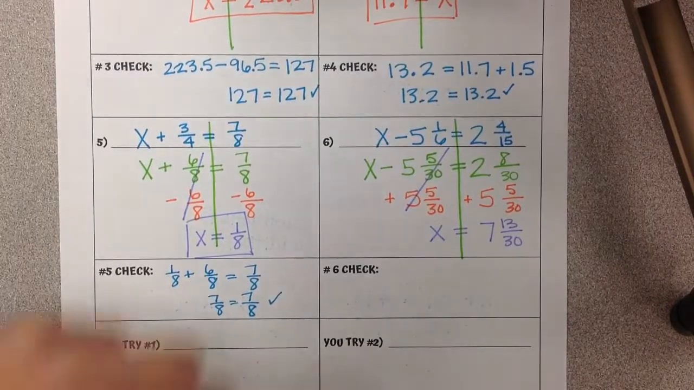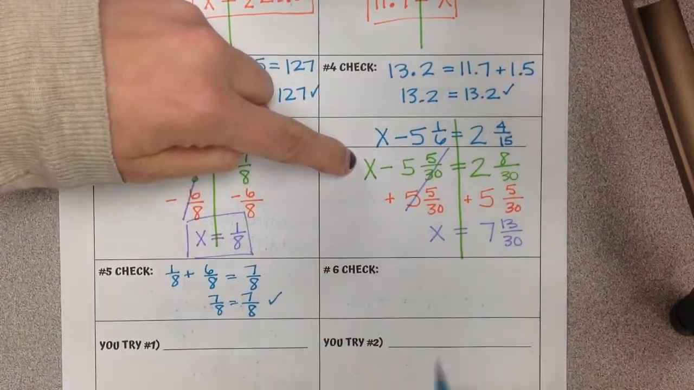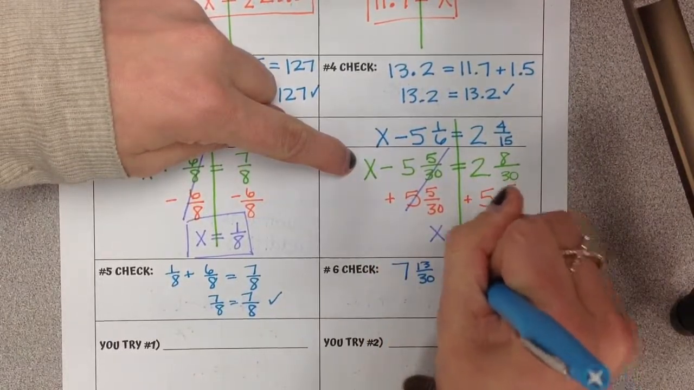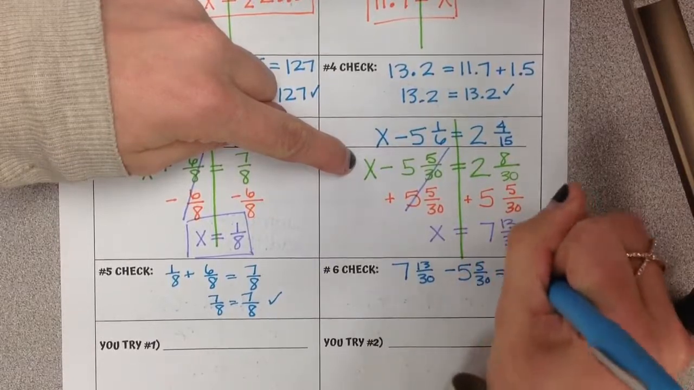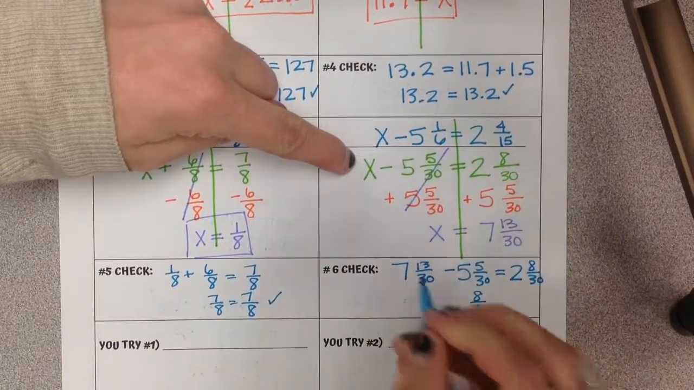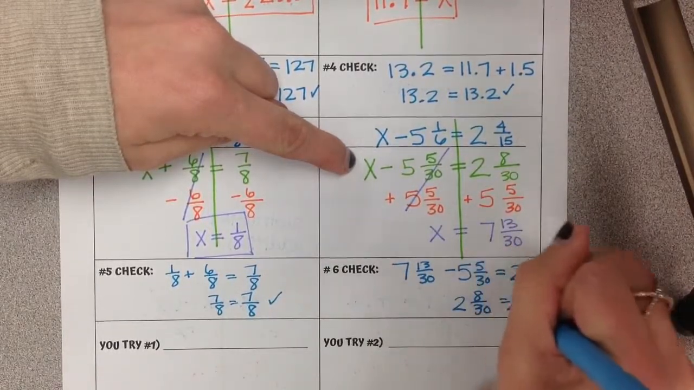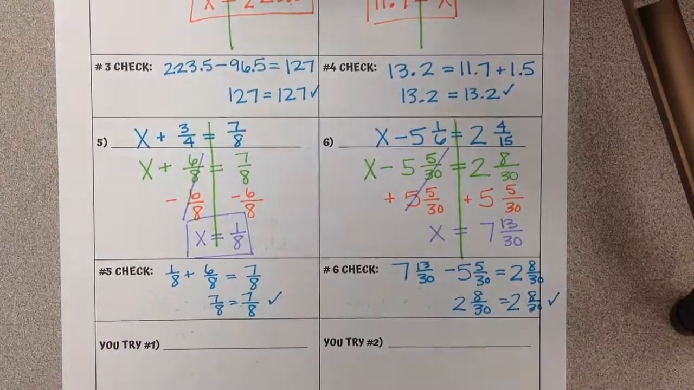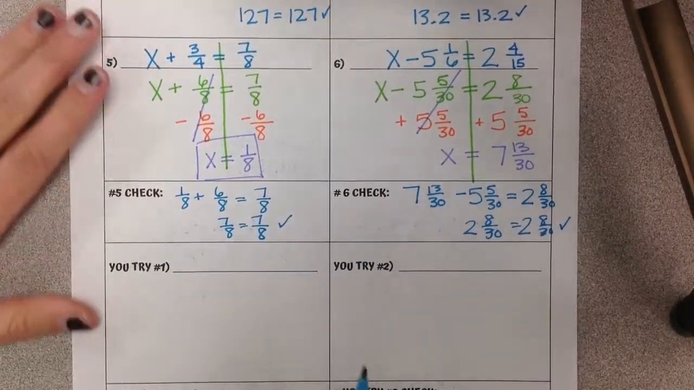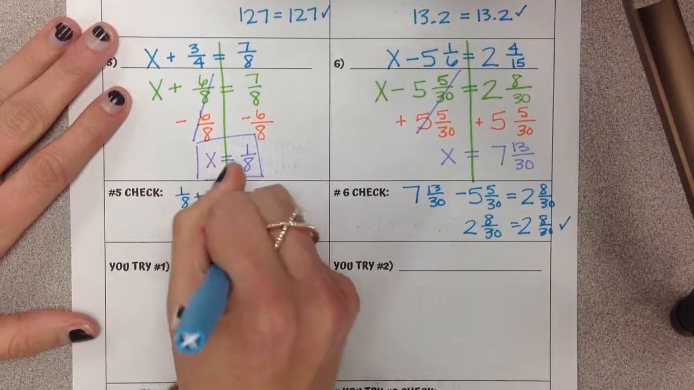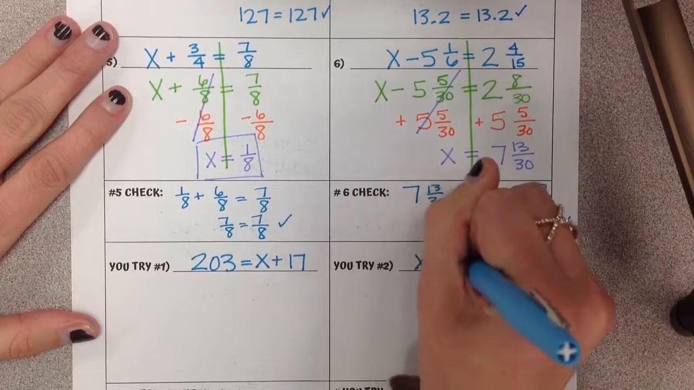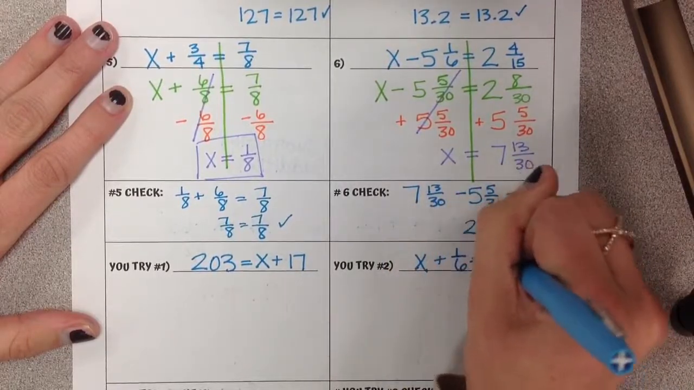So again, when I go back to plug it in, I'm going to plug it into our rewritten one with common denominators. So we have 7 13/30 for x minus 5 5/30. Does that equal 2 8/30? Well, 13 minus 5 is 8/30. 7 minus 5 is 2, which is exactly what we have there, so our answer is good. So last step is to try the U tries. The first one is 203 equals x plus 17, and the second one is x plus 1/6 equals 7/9.